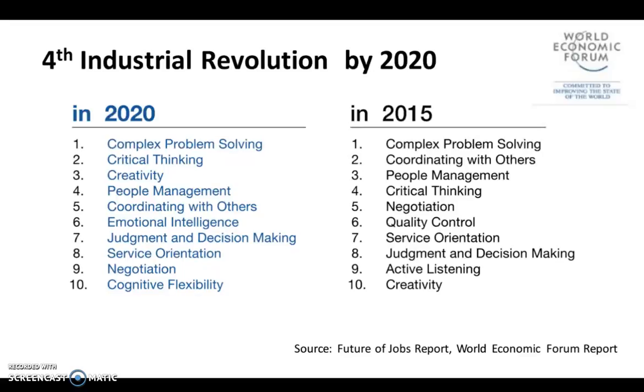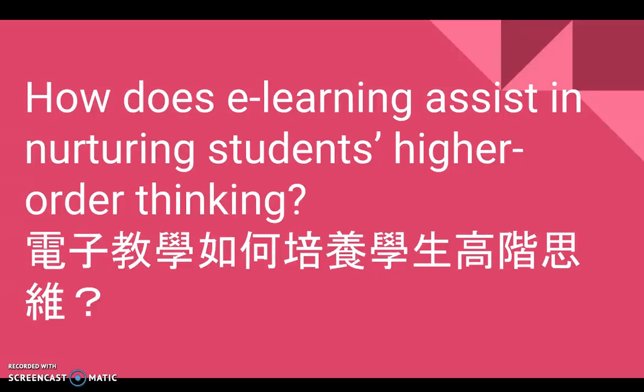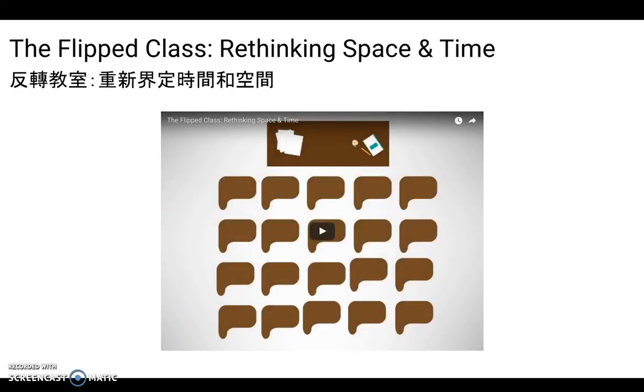Skills such as creativity, critical thinking, and complex problem solving, these higher order thinking skills, will be the most wanted skills in our future job markets. But how does e-learning assist in nurturing students' higher order thinking? Now let's have a look at this video, The Flipped Class, Rethinking Space and Time, which may answer this question.